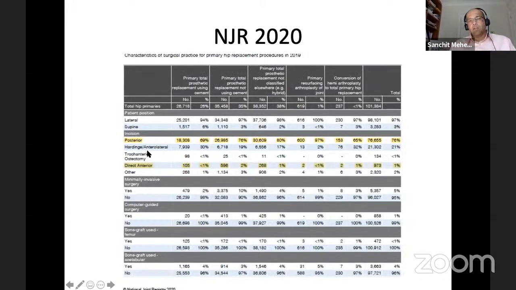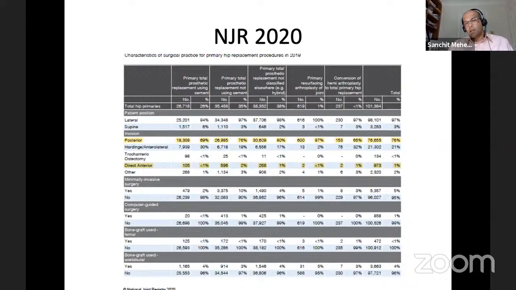But then you look at the National Joint Registry figures for England and Wales in 2020. And again, the posterior approach is the most dominant one. So again, the two main approaches used here are the posterior approach and the direct lateral approach. So about less than 1%. And again, even within that, you see there's equal distribution between hybrid, cemented, and uncemented.